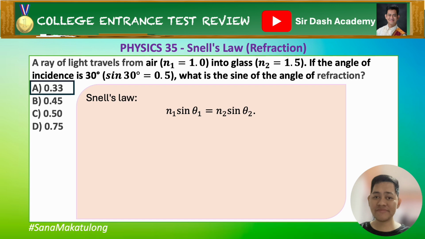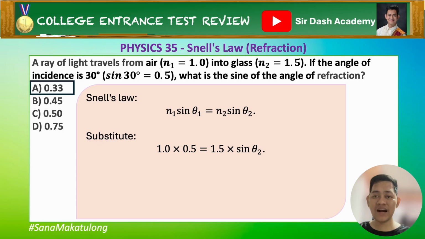Okay, let's solve. From the given, binigay naman na yung N1, yung index of refraction ni air, which is 1. Yung N2, binigay na rin 1.5. Tapos yung sin theta 1, which is sin 30, binigay na rin. So, we can now simply plug in. Yan. So, 1 times 0.5 equals 1.5 times sin theta 2.